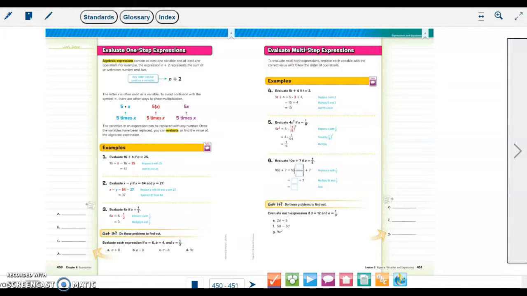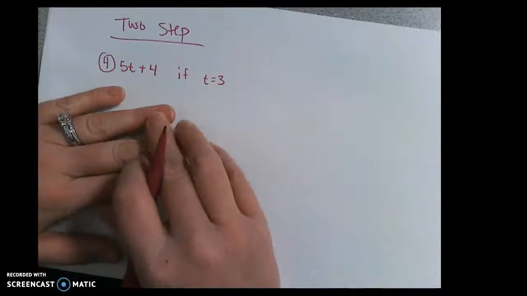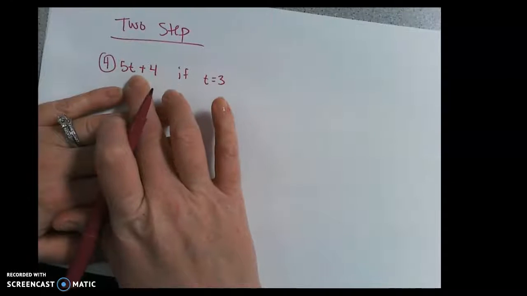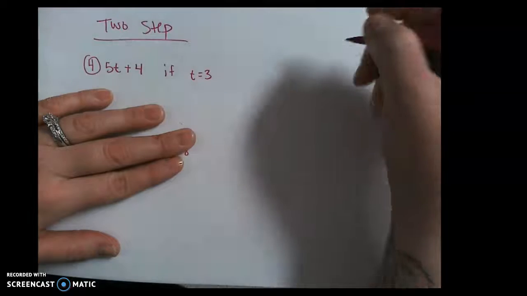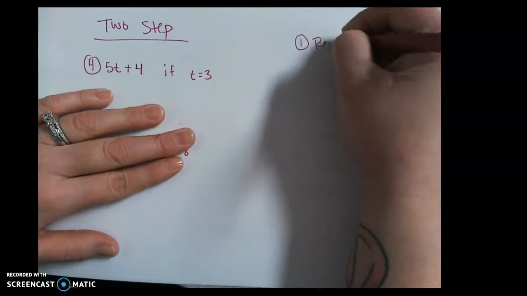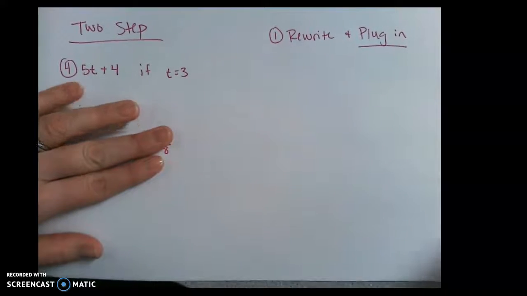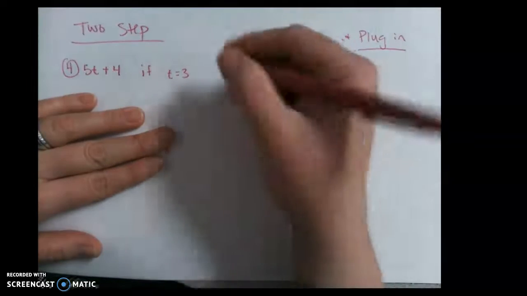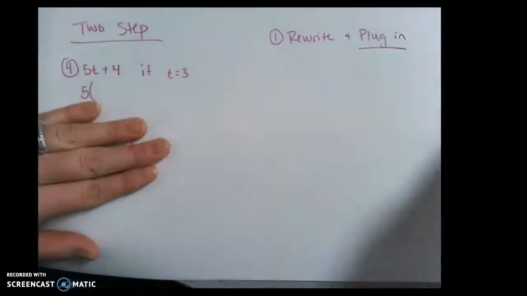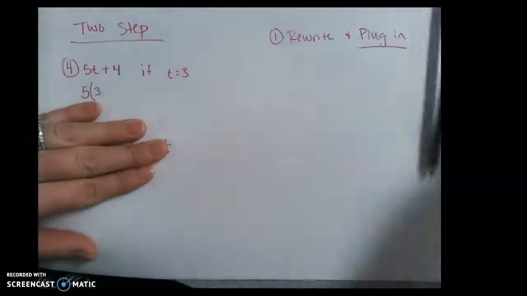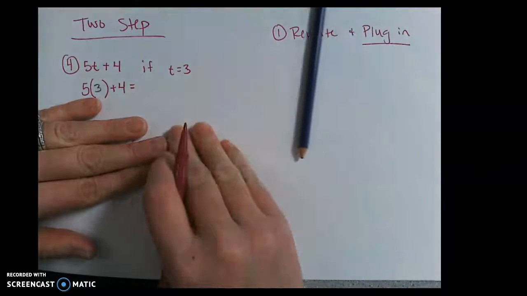All right, so let's go back to the camera and I want to show you this. So this one right here is a 2-step equation. So here they want you to multiply 5 times whatever t is, and then they want you to add 4. So you have to follow the order of operations. The first thing you're going to do is rewrite and plug in. That's the first thing you're going to do. So I'm going to do that over here. I'm going to do 5 and then t. What's t again? 3 plus 4 equals. So now all I have to do is follow the order of operations.